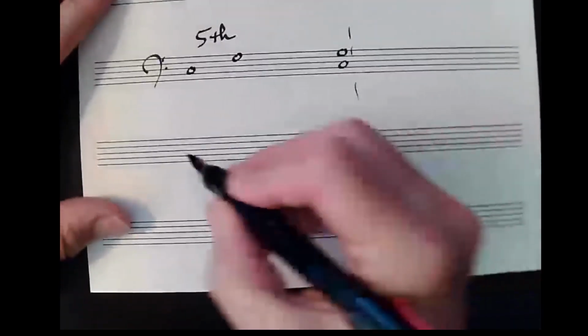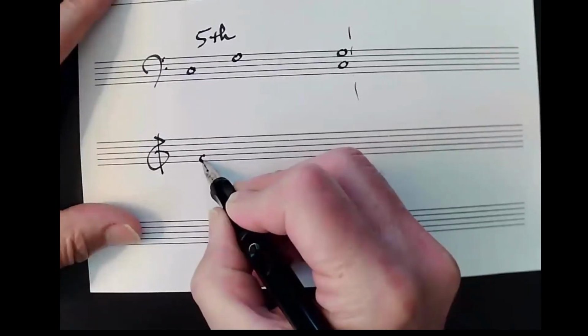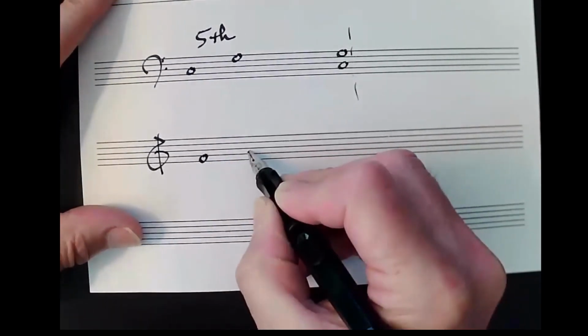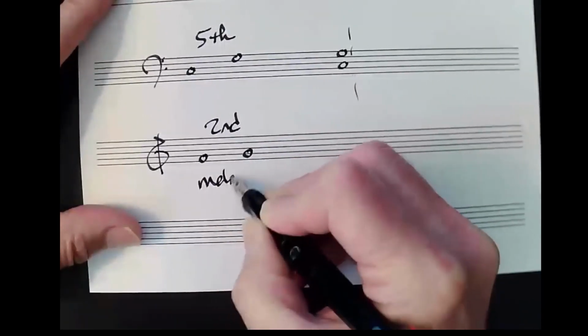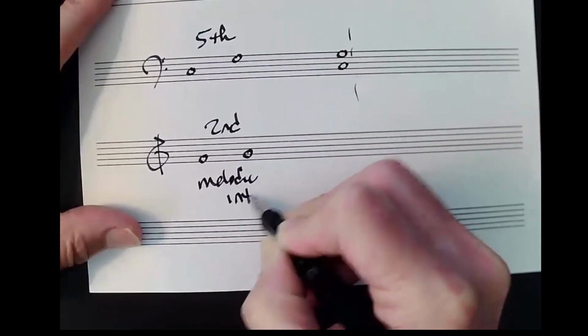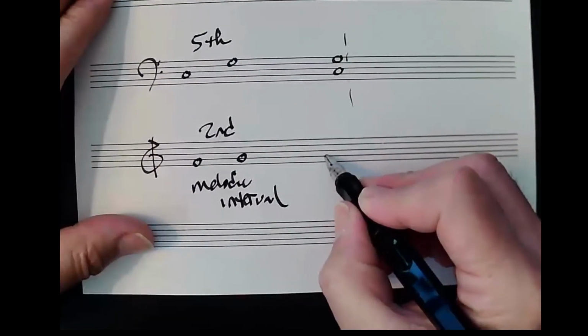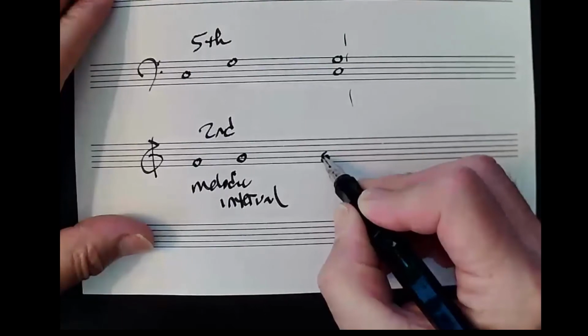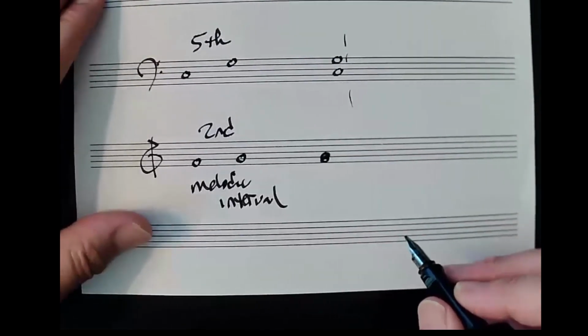This can be a little tricky if you look at seconds. Seconds obviously are just one note after another, so from the space to the line. And that's a melodic interval. But look at the problem when we try to write this as a harmonic interval. The F and the G. Do you see how it just looks like a big splotch? Because those notes are too close together.